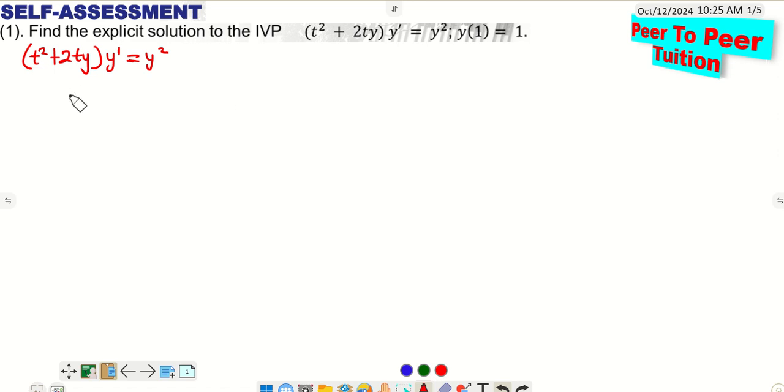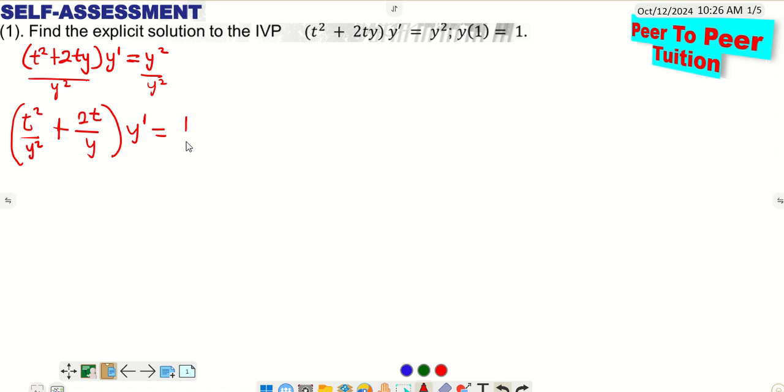The first thing we can do here is to divide through by y squared. So I will divide here by y squared, then I will also divide this by y squared. If I do that, I will get (t squared over y squared plus 2t over y), then all this multiplied by y prime should be equal to 1. So that's the first thing for us to do.